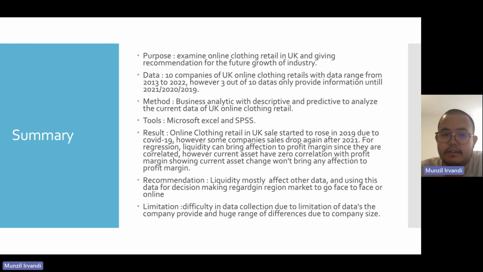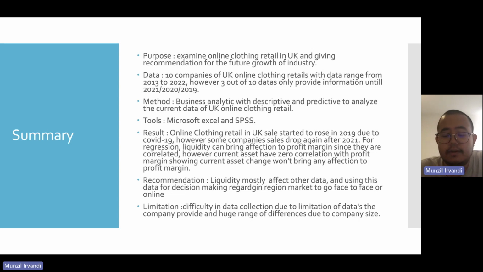growth of industry. The data I need to gather is the 10 companies of UK online clothing retail, which range from 2013 to 2022. However, 3 out of 10 only provide not 10-year information, which is only from 2013 to 2021, 2020, and 2019. The method is to use business analytic with descriptive and predictive to analyze the current data of UK online clothing retail.